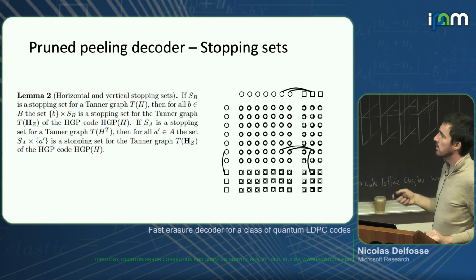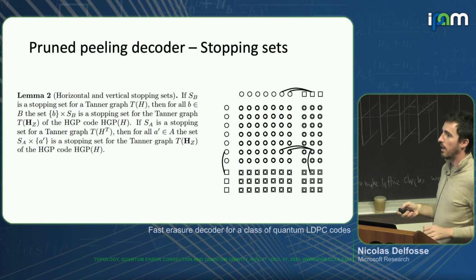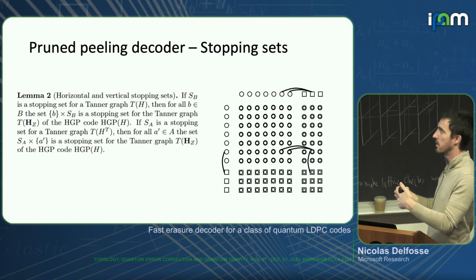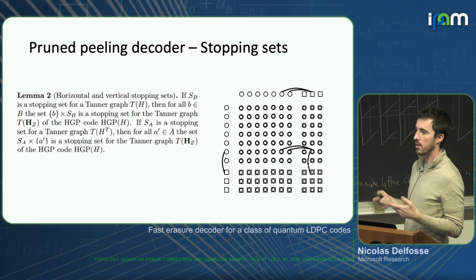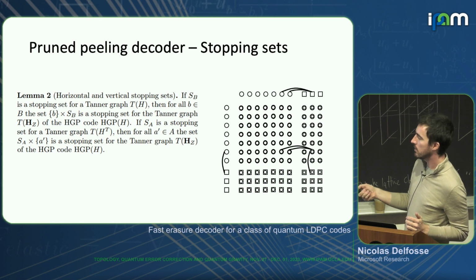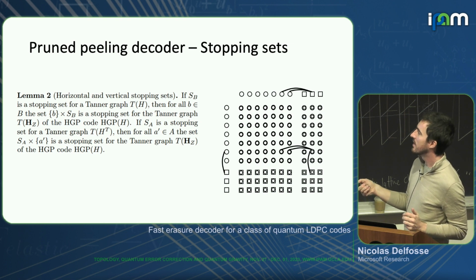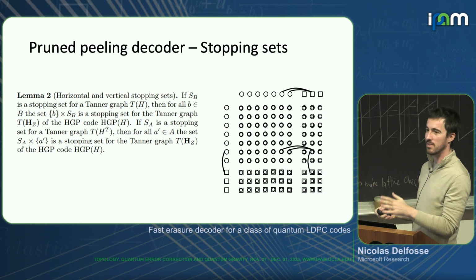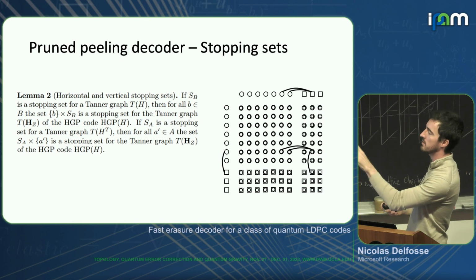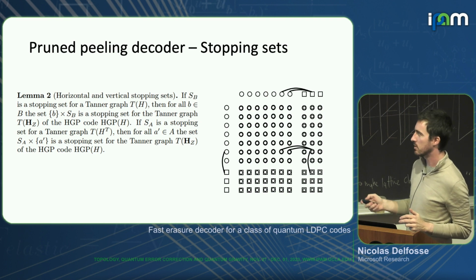OK, so now I told you we are going to look at the decoder and then look at the most common failing configuration. It's our second step. We are going to do it again. So there is another lemma. Don't read it, it's just to show you the structure of the process. So we have a lemma that tells us the most common configuration is this thing. It's a horizontal and vertical stopping set.